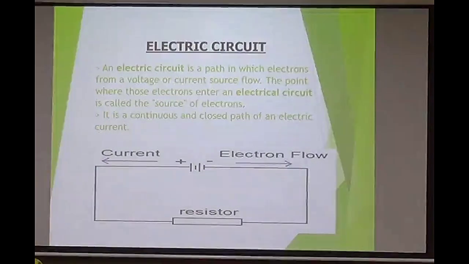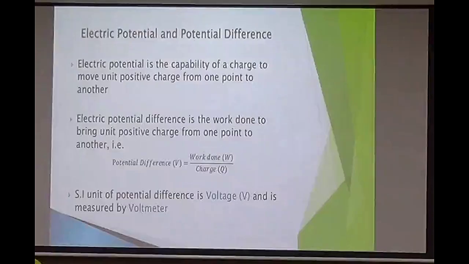Now once we discuss electric current flowing through a circuit, and we know that a cell or a battery is the source of electric current which makes the electrons flow, then we need to discuss electric potential and electric potential difference, which is created at the ends of a wire or the ends of a circuit by means of a cell or a battery. So electric potential is the capability of a charge to move a unit charge from one point to another.